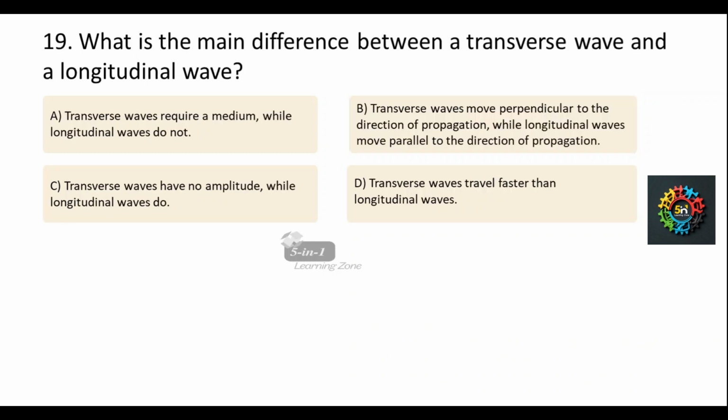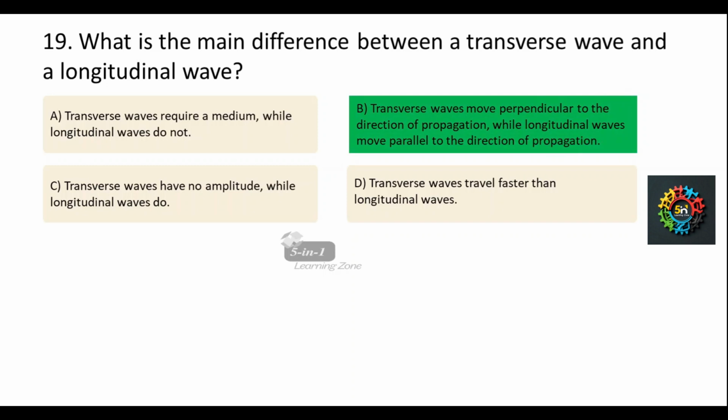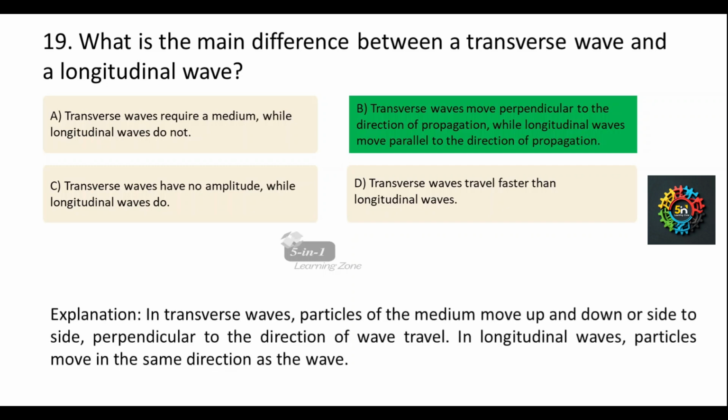19. What is the main difference between a transverse wave and a longitudinal wave? Answer: B. Transverse waves move perpendicular to the direction of propagation, while longitudinal waves move parallel to the direction of propagation. Explanation: in transverse waves, particles of the medium move up and down or side to side, perpendicular to the direction of wave travel. In longitudinal waves, particles move in the same direction as the wave.